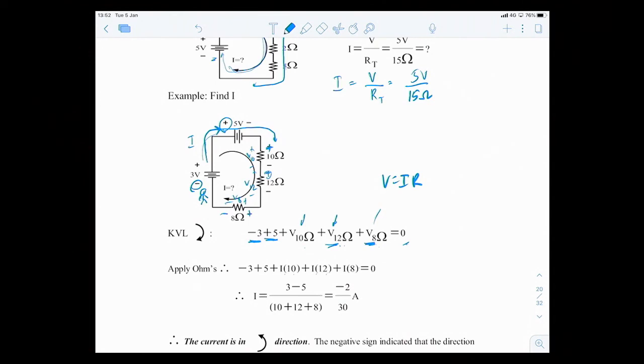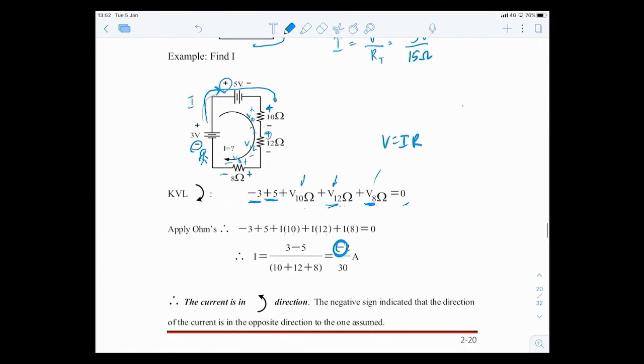So when you do the math, it will become minus 2 over 30. So you can see there is a minus sign here. The answer comes out to be negative. That means that the current in this direction that we have assigned, the value I is minus 2 over 30 amps. So actually, in real life, if you connected this circuit, the current actually goes in the opposite direction, counterclockwise, with the value of 2 over 30 amps. So the negative sign gives the direction.